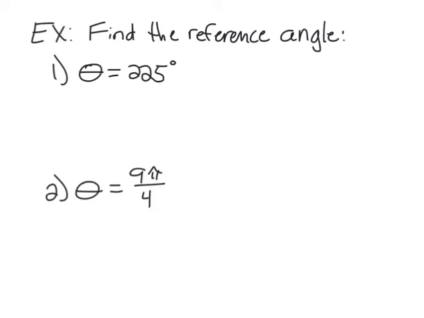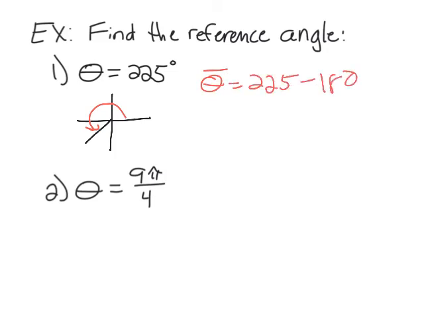Find the reference angle if theta is 225 degrees. Well, I always recommend you sketch a little graph. 225 is going to be down in the third quadrant. So to find theta bar, you take 225 and you subtract away 180. And you're going to get 45 degrees when you're done.